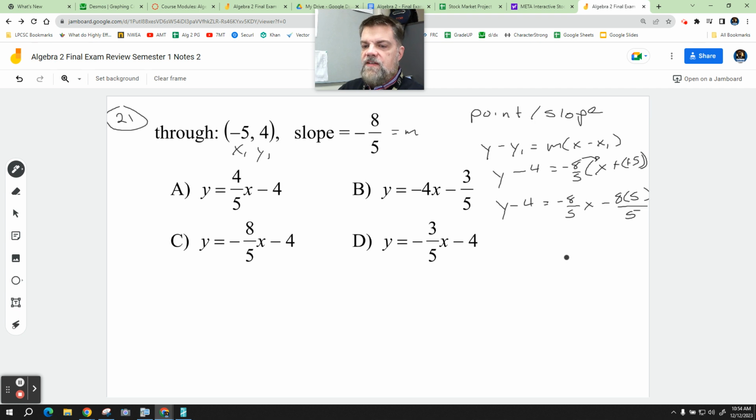What happens with the 5s? They cancel, right? Or you can think of it like this, minus 40 over 5. What's 40 divided by 5? 8. So that's a negative 8. Then we add 4 to both sides. Remember, 4 is not a like term with the x, so you get y equals negative 8 over 5 x minus 4.